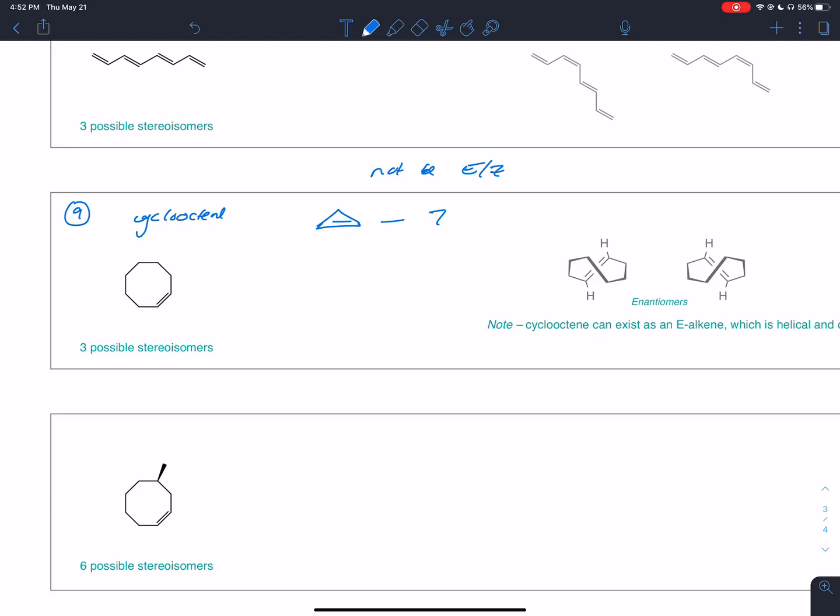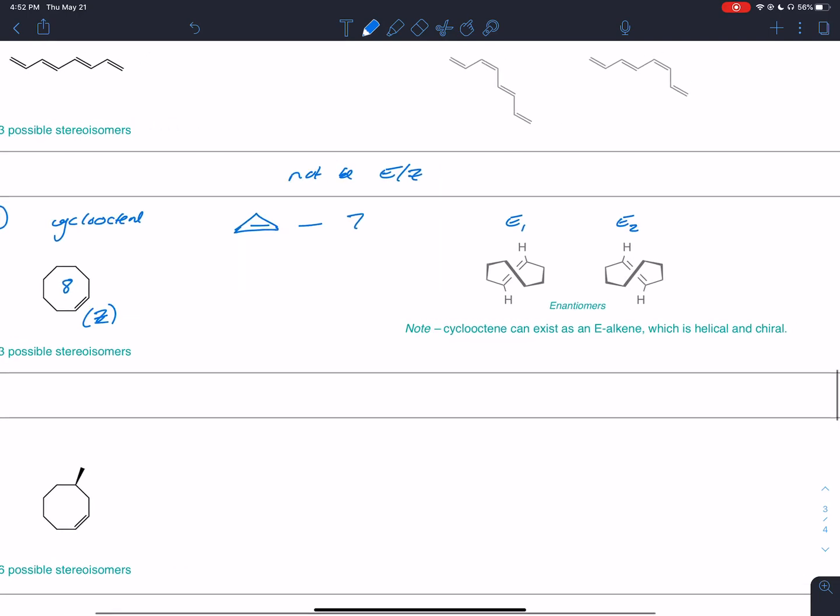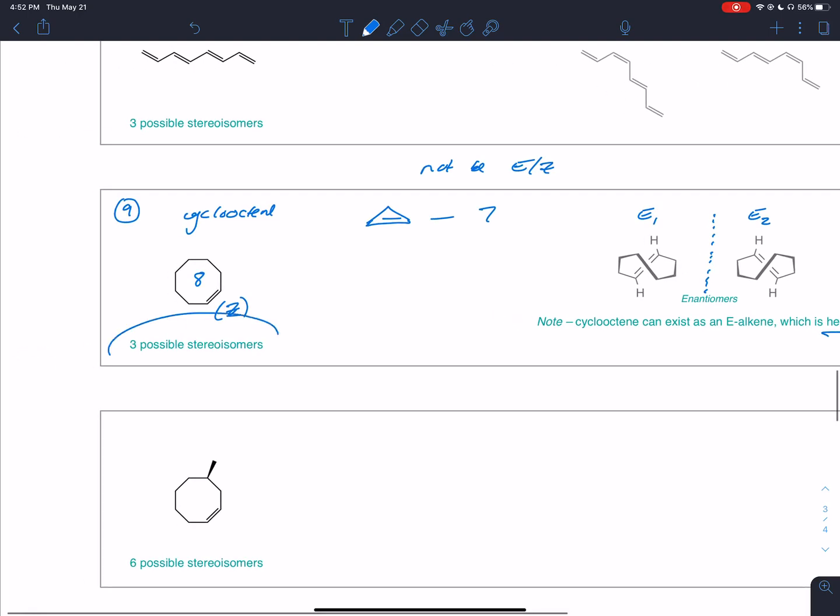But what's interesting here is that with the 8-membered ring, cyclooctene, we can have our Z stereoisomer, and there are now 2 E forms. I'm going to call these E1 and E2. Okay. What's interesting is E cyclooctene is helical. It is helical, and as a result, it actually has a non-superimposable mirror image helix, hence why I'm using this designation of E1 and E2. Okay, so we have Z cyclooctene, and then we have E helix 1, E helix 2, and thus there are 3 possible stereoisomers for cyclooctene.